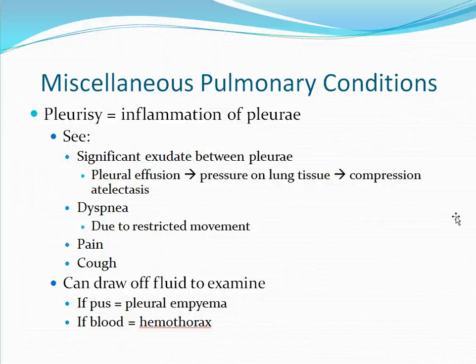This produces pressure on the lung tissue, causing a compression atelectasis. Dyspnea occurs due to the restricted movement, and one will also experience pain and coughing. You can draw off some of this fluid for examination. If pus is present, it is known as pleural empyema. If blood is present, it is known as a hemothorax.